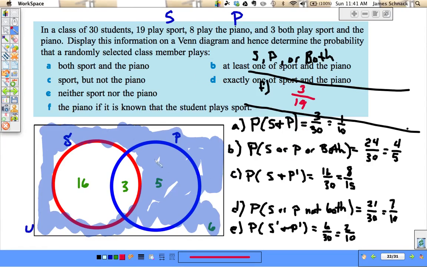This is what we call conditional probability. We have a condition on the probability that we're trying to find. We know that they play sports.